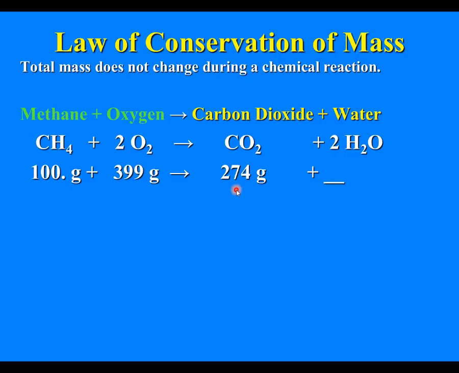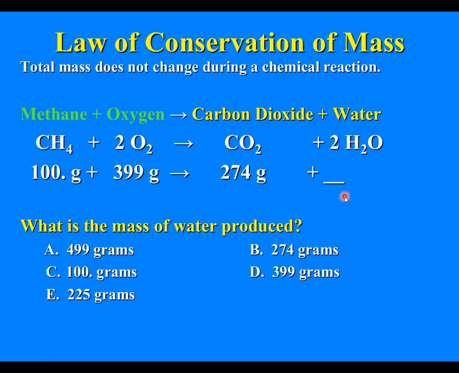Now I need to know how many grams of water were formed. The law of conservation of mass tells me I should have the same mass of products as I had reactants. So let's add up the mass of the reactants. I had 100 grams of methane and 399 grams of oxygen. That's going to be 499 grams of reactants. If everything goes to make products, I should also have 499 grams of products. So I have 274 grams of one product, and I can figure out how many grams of the other product I would have.